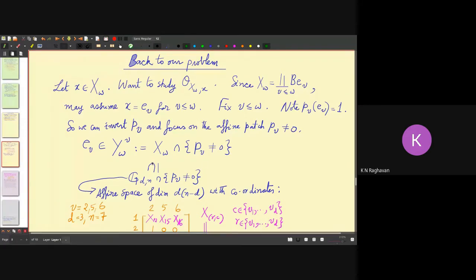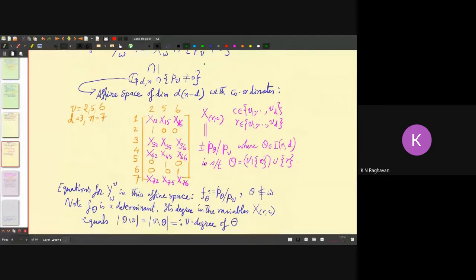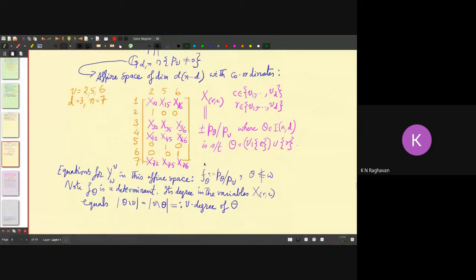Here is a way to coordinatize this. This space comes with natural coordinates. For example, if I take V equal to {2,5,6}, and I'm in the case d equal to 3 and n equal to 7, then inverting P_V means I have made this {2,5,6} determinant equal to 1, right?